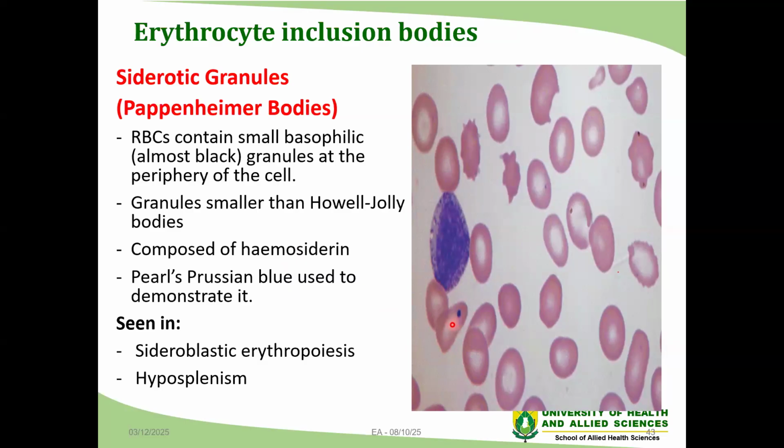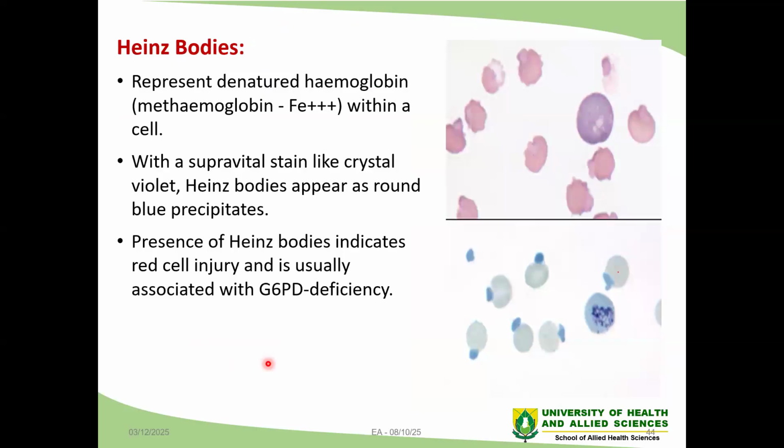Two main conditions where you might find this happening are sideroblastic erythropoiesis and then hyposplenism. All right. Next is Heinz bodies.